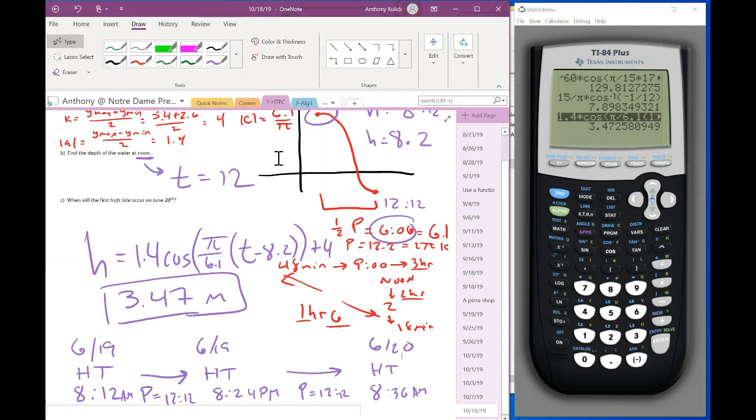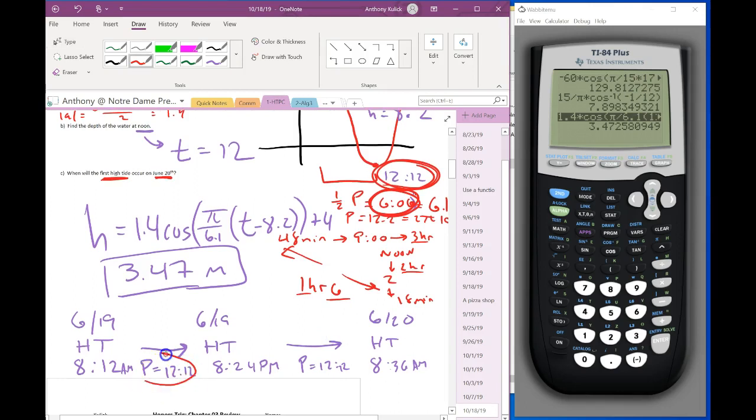Okay, so all I'm doing is just counting periods because it's asking when the next high tide will be on that day. So I know high tide to high tide is going to be one period later. Agreed with that? So I know half of a period is 6 hours and 6 minutes. So 2 half periods is going to be 12 hours and 12 minutes.